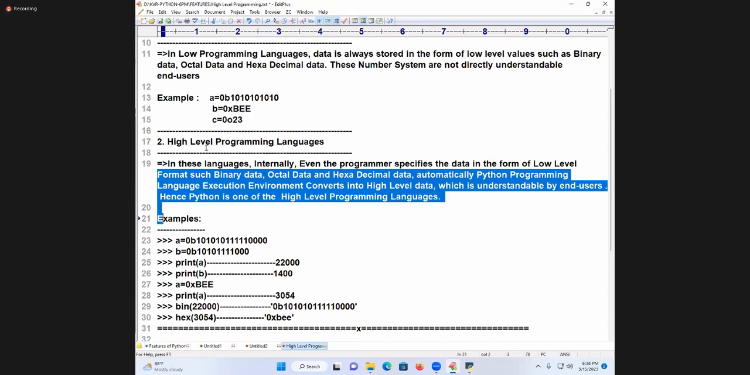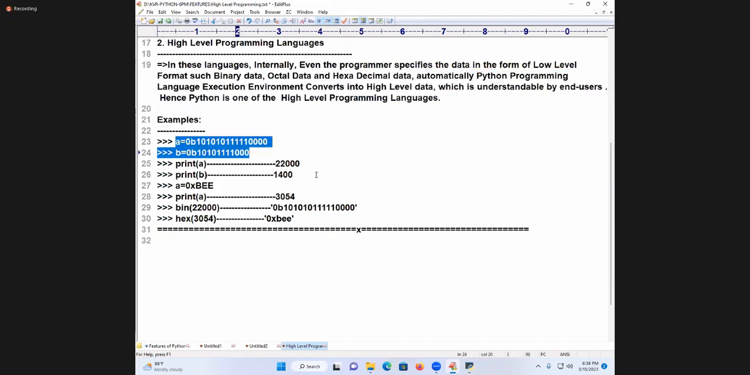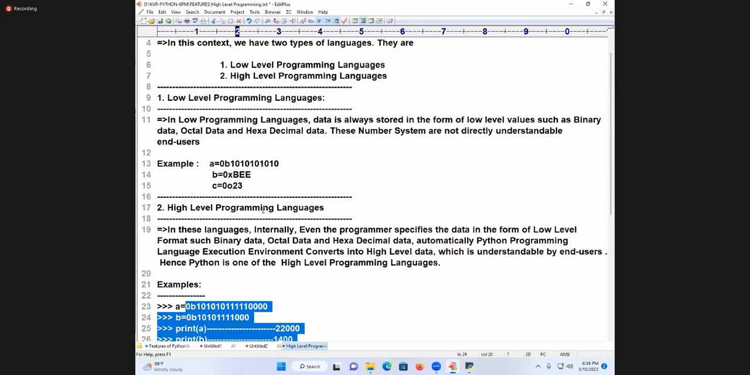See, students, I represented binary data and printed A and B. I represented hexadecimal, I printed it, and I printed the binary of that and hex of that. Don't worry about this example, I will explain it. So Python is which language? Right. Some of the people will describe high level language like this also. What will they say?